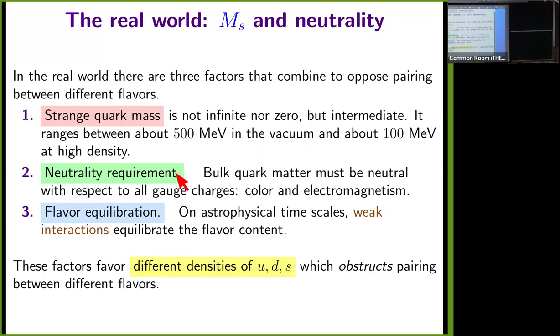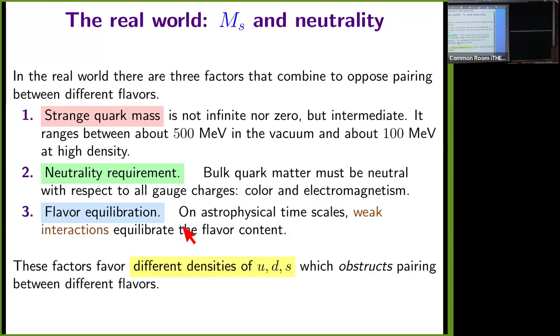Second thing you have to take into account, if you want to be more realistic, is electrical neutrality. Quark matter in a neutron star is not like quark matter in a heavy ion collision. In a heavy ion collision, you don't care if there's electric charge around. But in a neutron star, you've got cubic kilometers of this stuff, and you can't have cubic kilometers of charged material. There'd be huge electric fields, and it would be energetically very disfavored. So it neutralizes itself. It gets electrons or whatever it takes to be neutral. So quark matter in the sort of bulk that you find in neutron stars should be neutral with respect to all the gauge charges, electromagnetism and color.